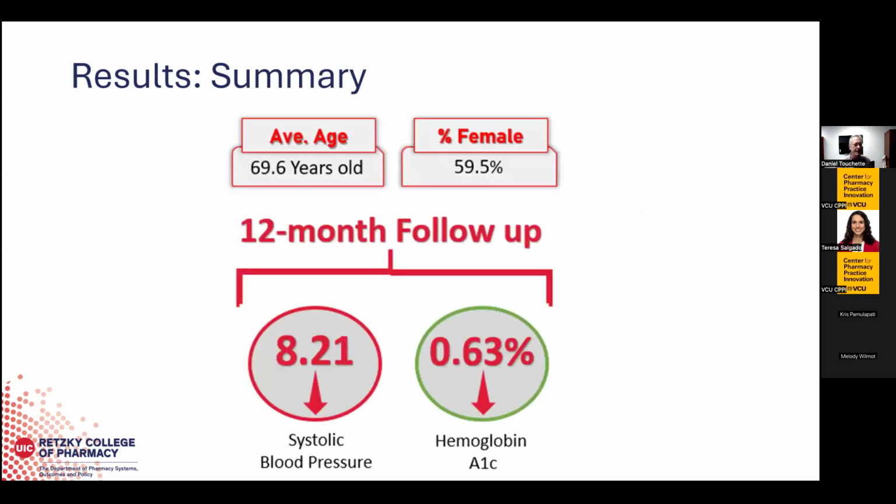So in the end, this is a summary of the results. At 12 months follow-up, we saw an 8.21 millimeter mercury reduction in systolic blood pressure and a 0.63% reduction in hemoglobin A1C.